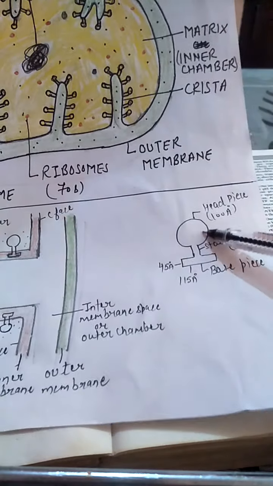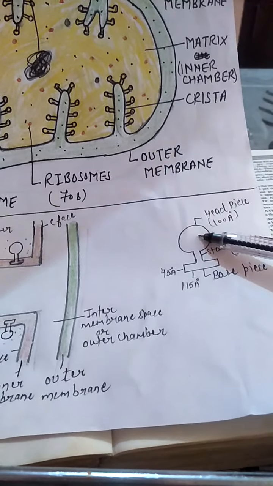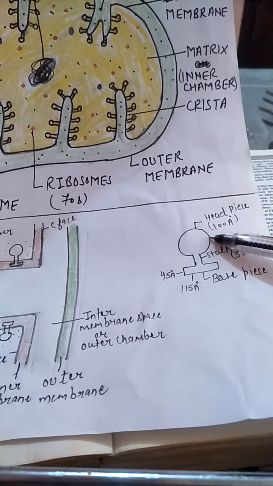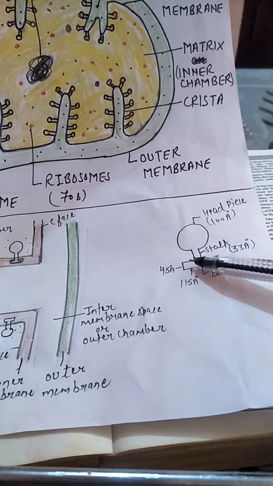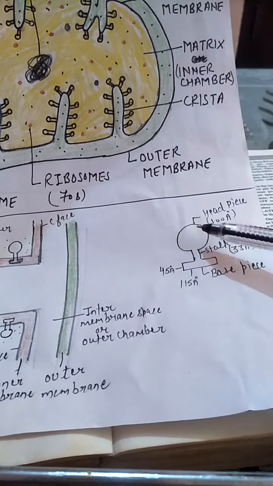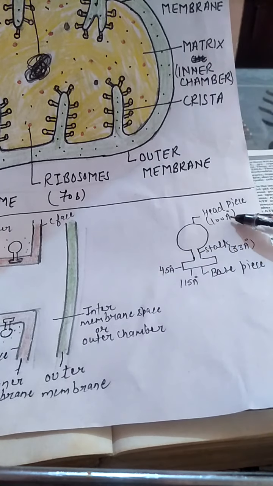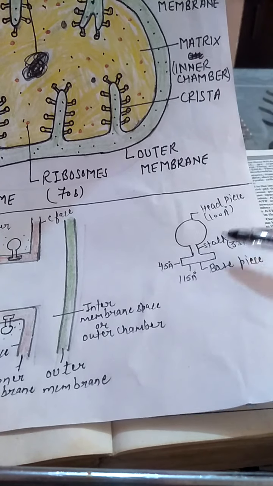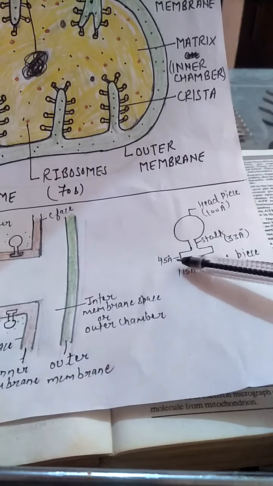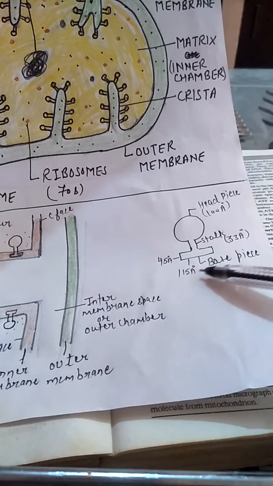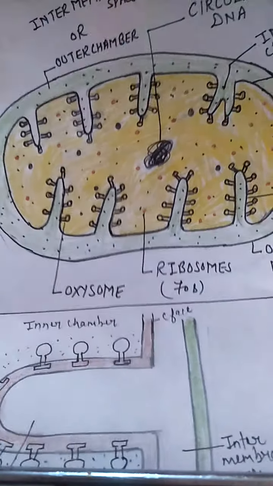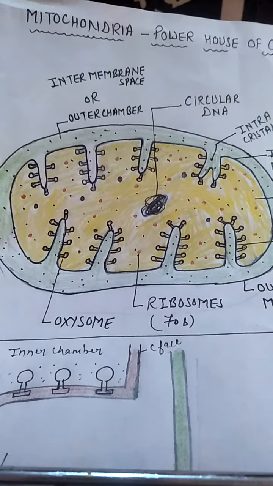Its structure I have shown here also. Oxysomes contain three parts. One is the head piece, also known as F1. Then here is the stalk, which joins the base piece with the head piece. These are the dimensions showing their size: 100 angstrom diameter for the head, stalk 33 angstrom in length, and base piece length 45 angstrom, with a diameter or width of 115 angstrom. So this was about the structure of mitochondria.